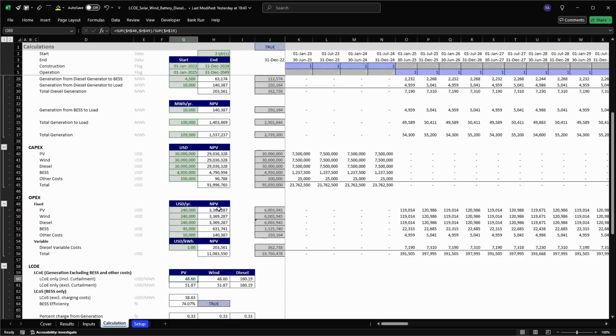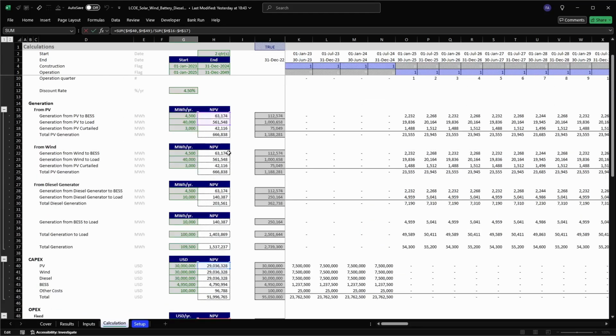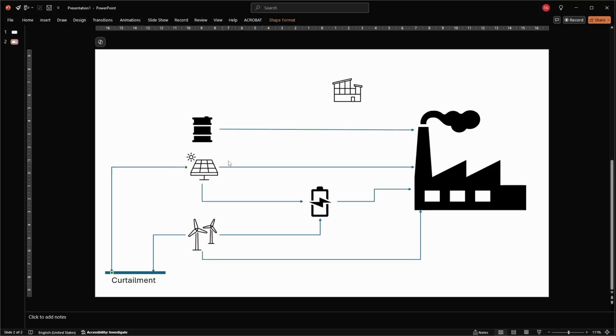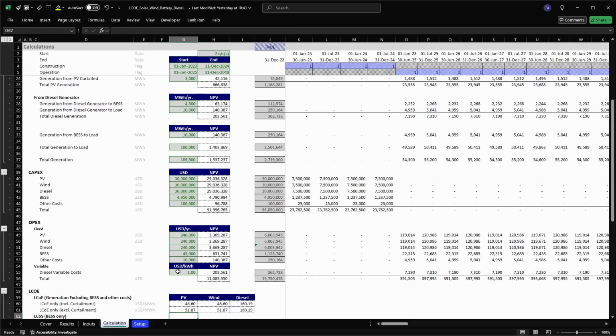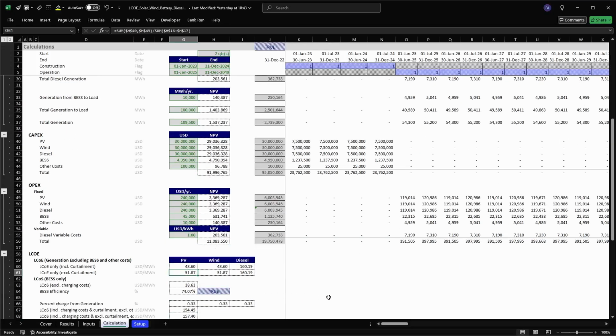And if I were to exclude the curtailment, the only thing I have to do, I have to change the NPV of the generation, which is now only considering the generation from the PV to the battery, plus the generation from PV to load. Okay, that's it. So from the perspective of the PV asset, the LCOE produced by this asset here, excluding the curtailment, we have a total cost of 51.87.